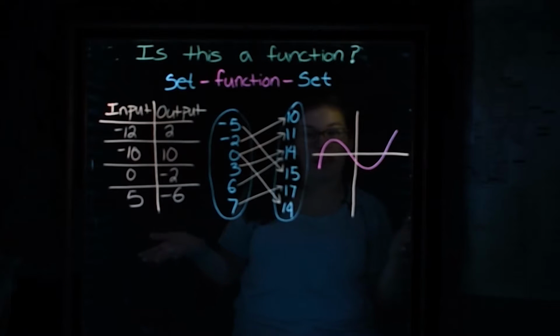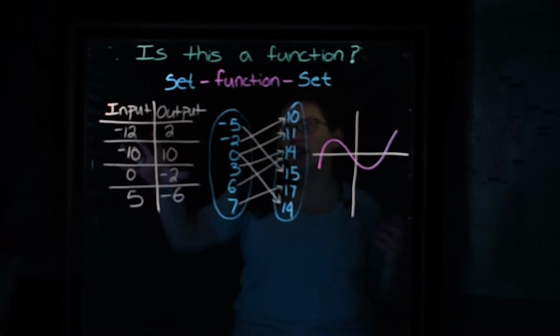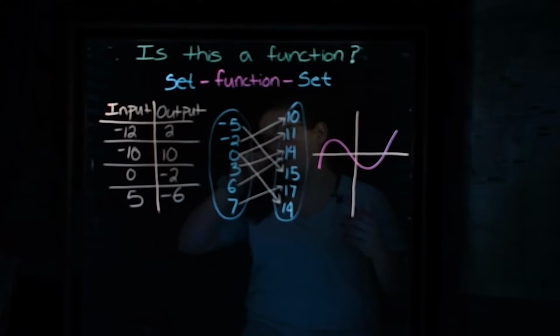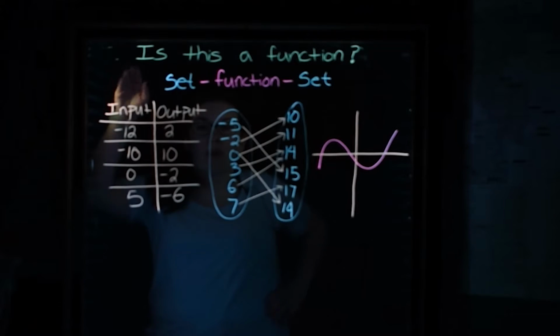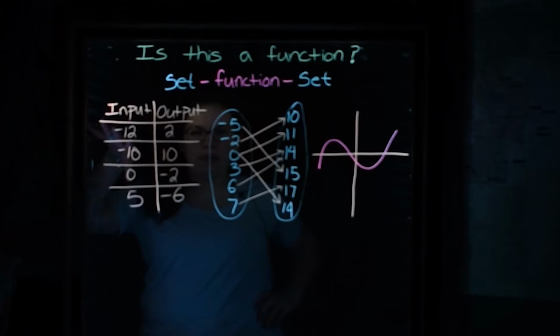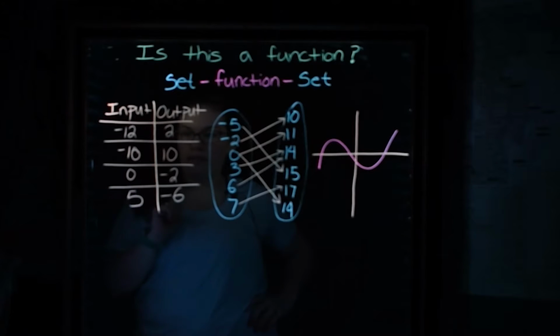There's 3 more ways that you can see a function. Let's go ahead with the first set. So again, for one input, I want one output. My trick is, let's look at the inputs and make sure they're not repeating. I've got a -12, a -10, a 0, and a 5. None of these are repeating, so this is a function because none of my x's, my inputs, are repeating.